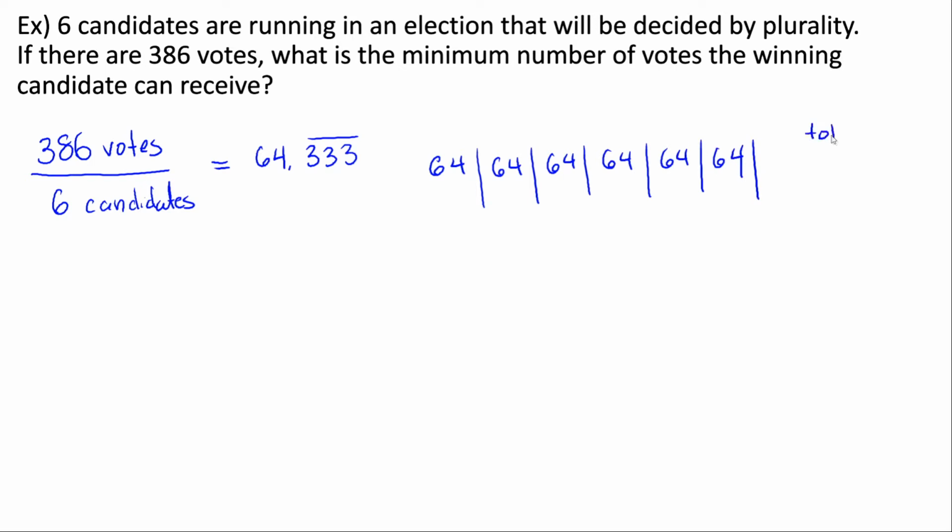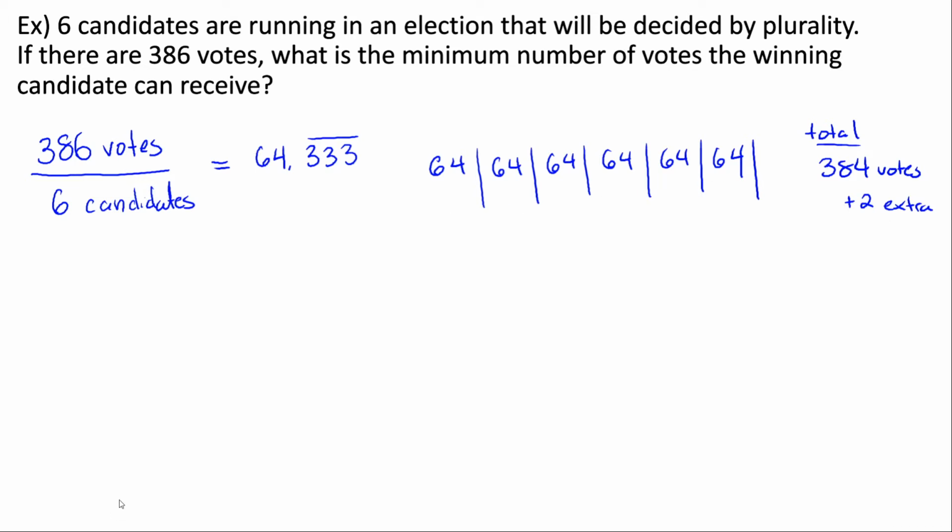And that's going to give us a total of 384 votes. If we have 384 votes total, and we needed 386 votes in the election, that means there's 2 votes we didn't count, so we have 2 extra. Now what we want to do is play around with these 2 extra votes to see what's the smallest number a candidate can win with.